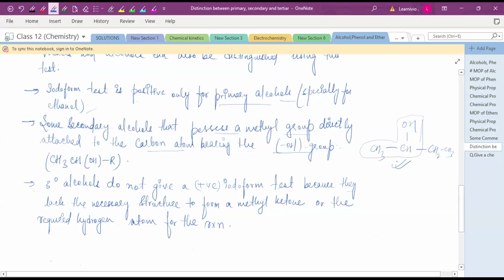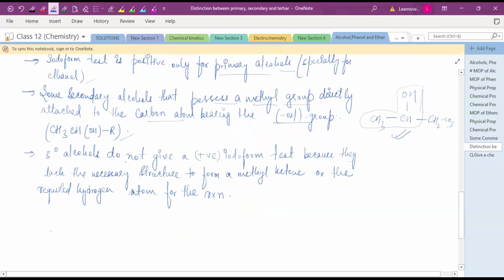Clear, Ali? Yes, ma'am. So you have to check whether this group is present or not. Some secondary alcohols that possess a methyl group directly attached to the carbon atom bearing the OH group also give the iodoform test.